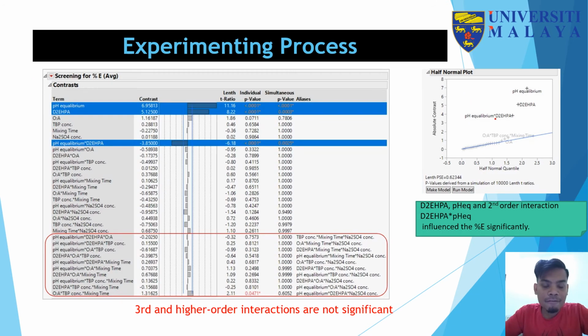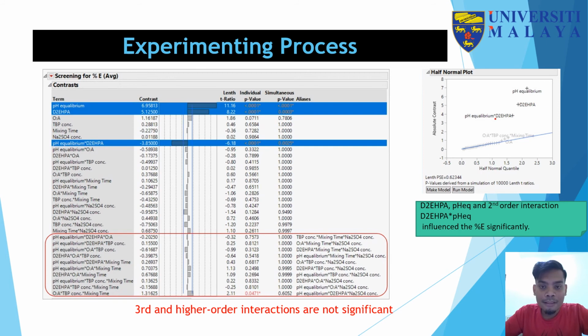This is the screening for percentage extraction of copper-2. Based on the screening, we can see that there are 3 terms that greatly impact the percentage of the extraction. From here, we can see that the individual p-value for these 3 terms is less than 0.005, and the third and higher order interactions are not significant in this resolution 4.